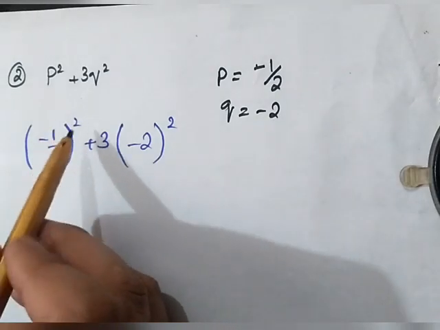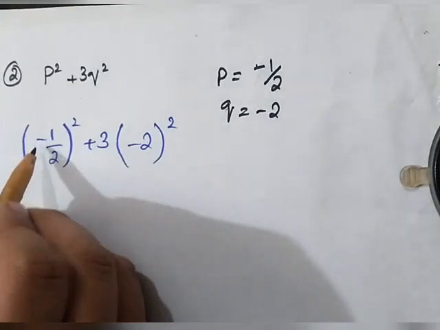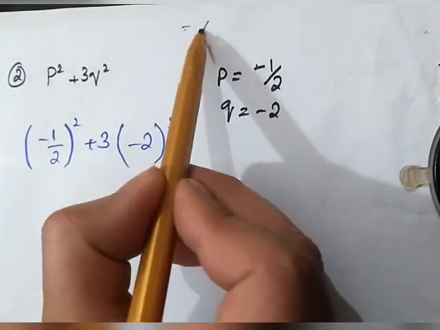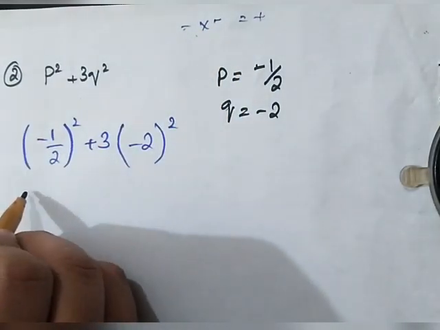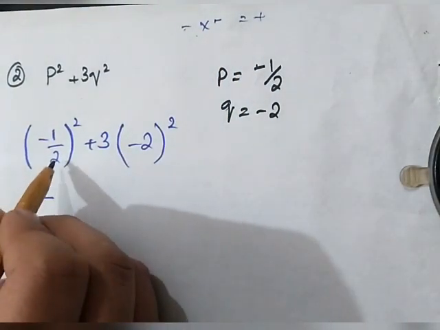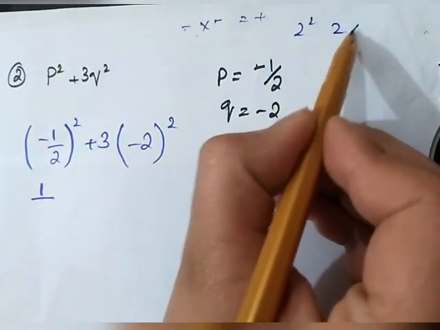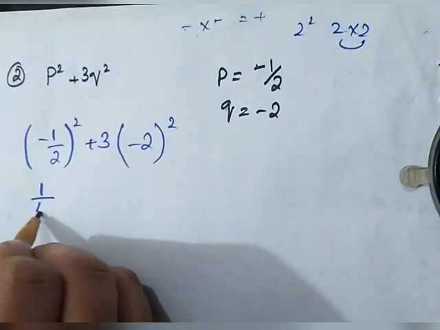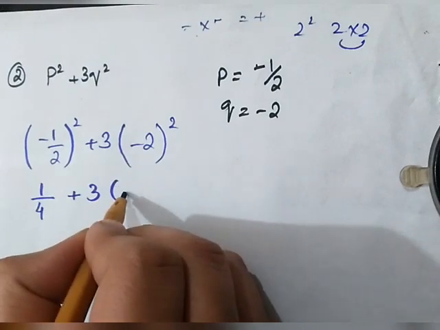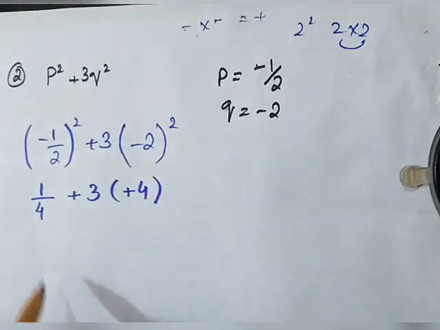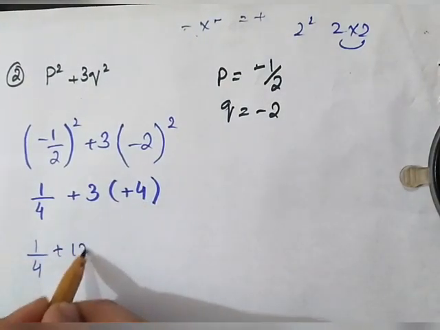Whenever there is a positive power outside the bracket, the negative sign or the minus sign will become plus. As you know that minus multiplied by minus is equal to plus in multiplication. So this minus will become plus 1 by 2 power 2. 2 power 2 means 2 times of 2. 2 2s are 4. Plus 3, and this will become plus 4. Now 1 by 4 plus 3 4s are 12.